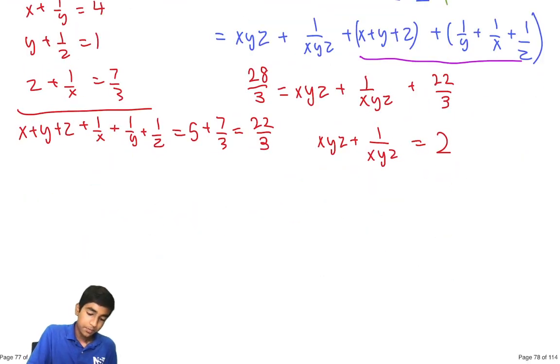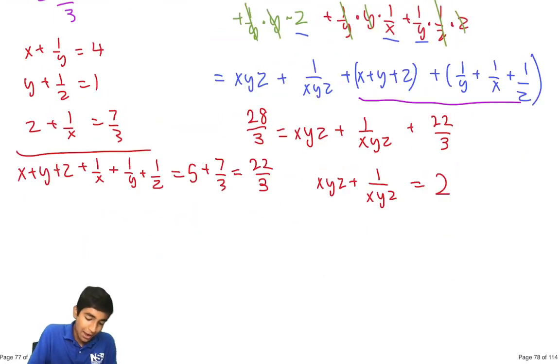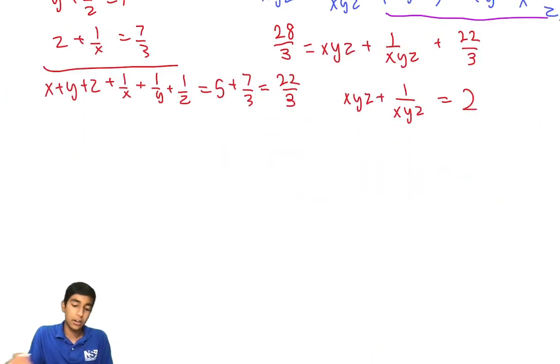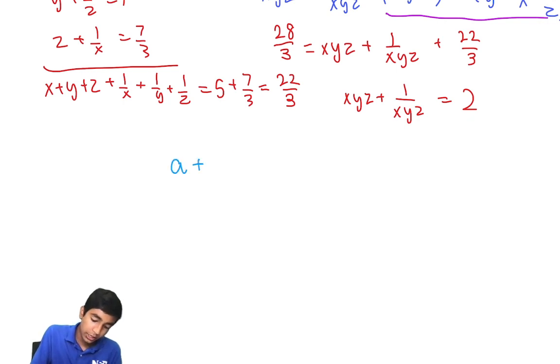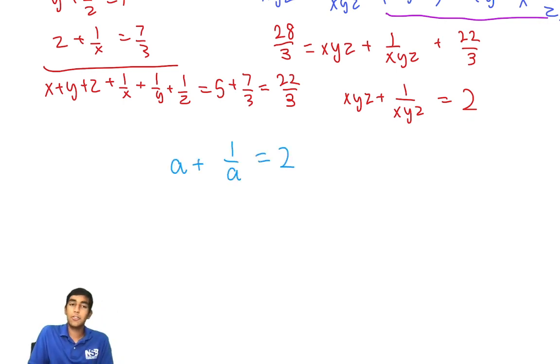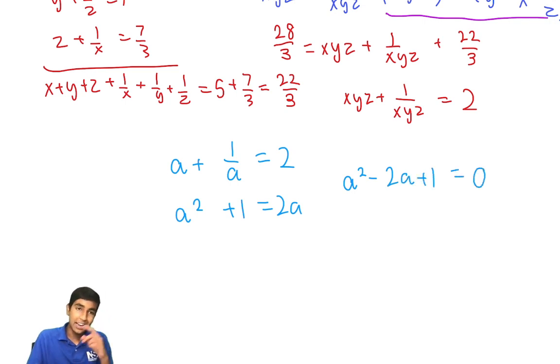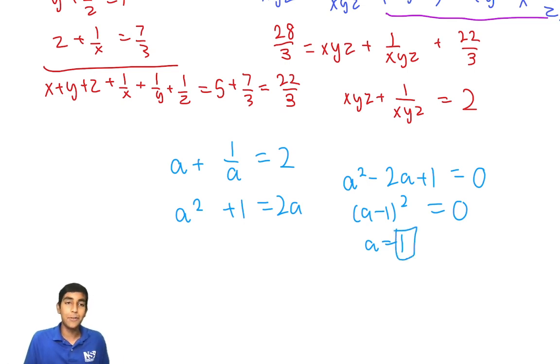Let me show you the first way. The first way is to see, oh, xyz is our answer. So let's just say that xyz is our answer. We have a answer plus 1 over answer equals 2. This is just a simple equation. We clear denominators out, multiply by a: a squared plus 1 equals 2a. Rewrite this, a squared minus 2a plus 1 equals 0. And this is a binomial expansion, a minus 1 squared equals 0. So a equals 1. Answer is 1. That's our answer, because a was answer.